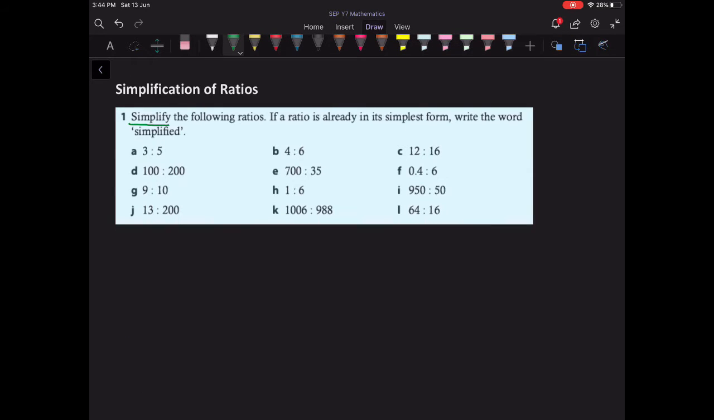Let's take a look at simplification of ratios. Simplification of ratios means dividing both terms of the ratio by a common number until they can no longer be further simplified. In case of B, we divide both terms by 2. In case of C, 4, D, 100, and E, 7. In case of E, we first divide them by 7 and then by 5. Our answer is 20:1.